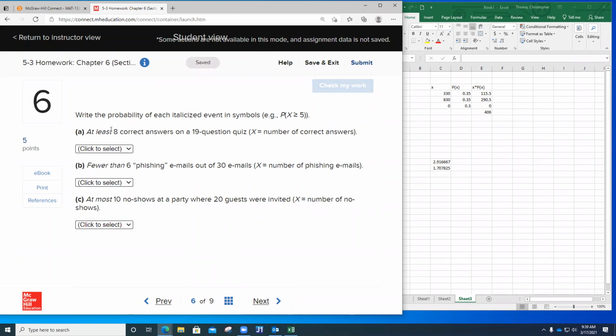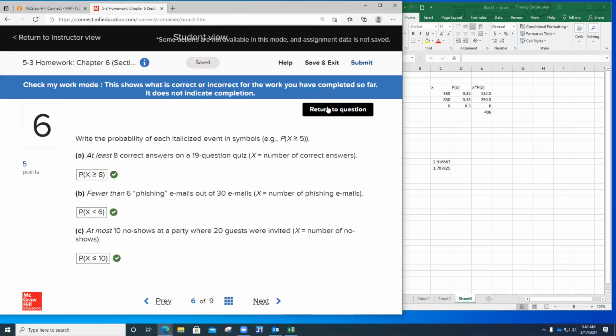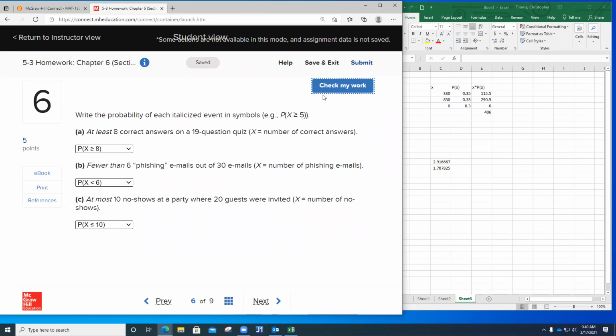Okay, so at least 8 means 8 or more, and it does include the number 8. Fewer than 6 does not include 6, so that is less than 6. At most 10 means it can't be higher than 10, so that's 10 or less. Right, so with probability, the wording is tricky, so this is a good wording question.